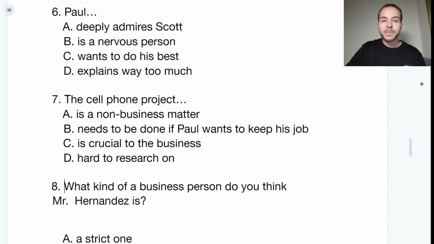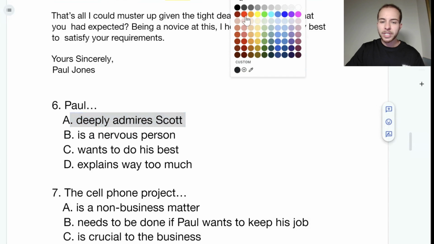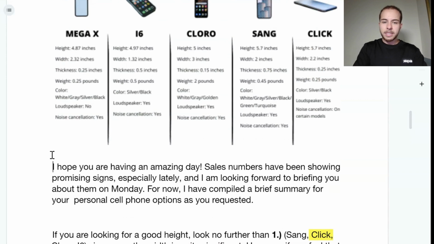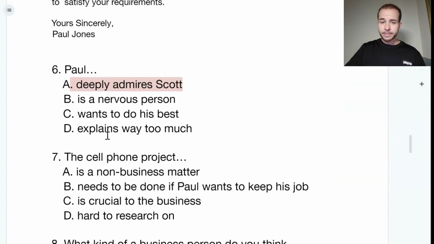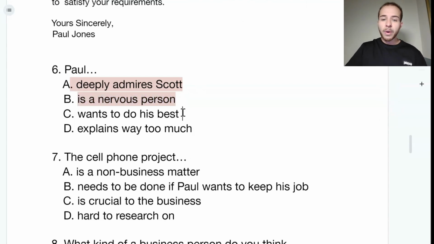Question 6. Paul deeply admires Scott, is nervous, wants him to do his best, explains way too much. He never talked about any type of love or admiration. And in fact, I think we might be missing somewhere where it says like, Dear Scott. We didn't learn that that was his first name. There was no indication that he was nervous. He just casually talks about the phone. So, does he explain way too much? Or does he want him to do his best?